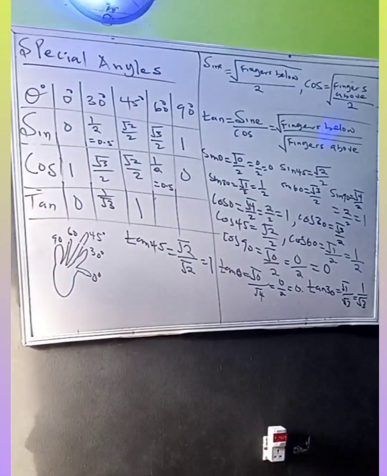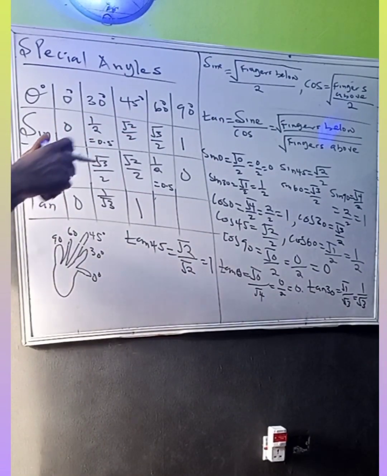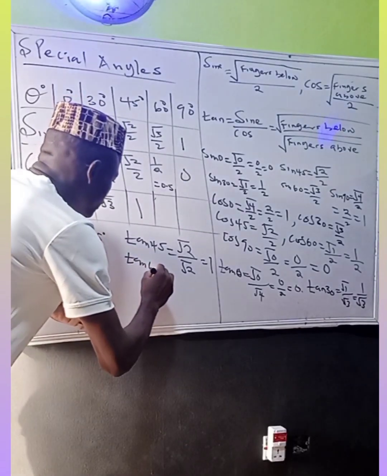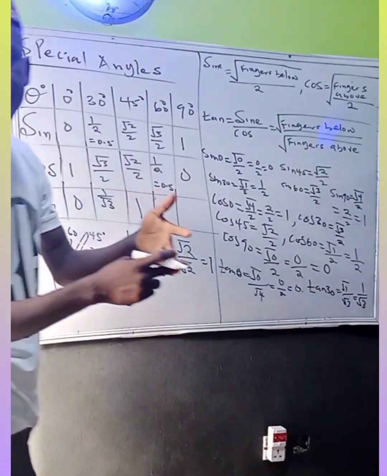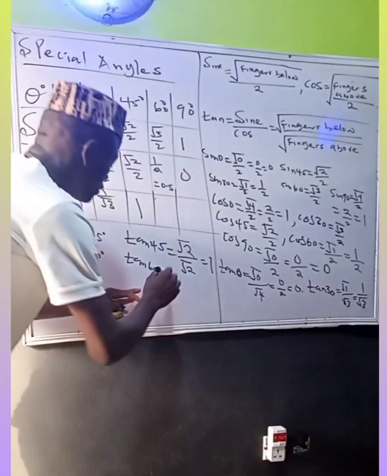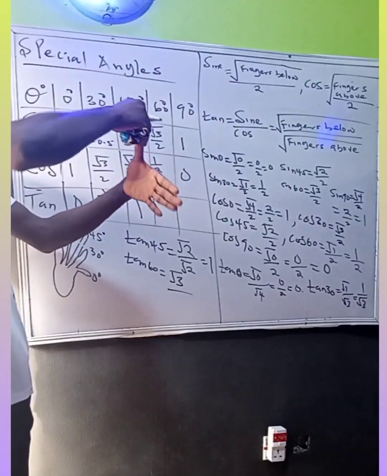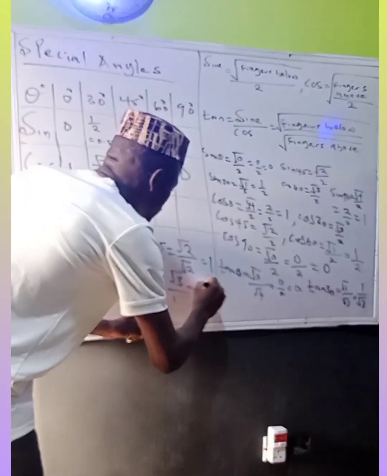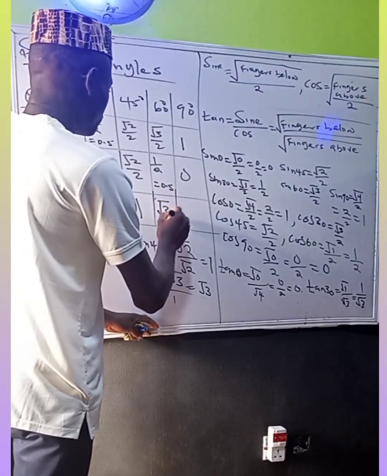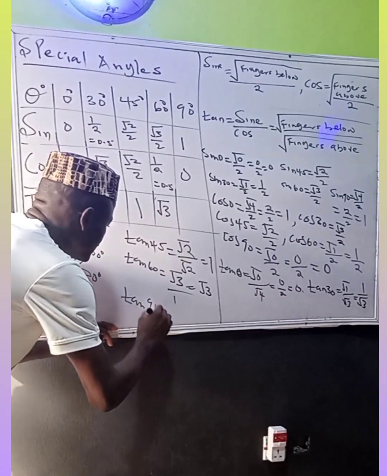Then the next one is 60. Tan 60. How many fingers do we have below 60? The number of fingers we have below this 60 is 1, 2, 3. So we are going to have square root of 3. Then above it, we have only 1 finger, divided by 1. And the answer is square root of 3. So tan 60 is square root of 3, without using calculator.